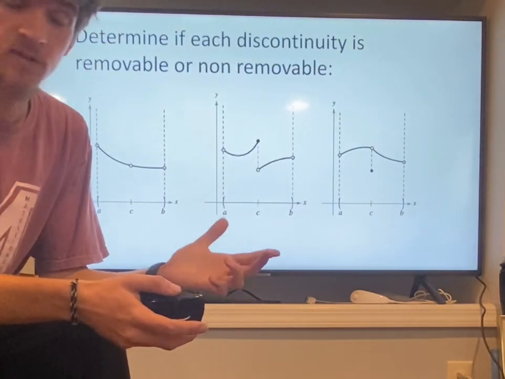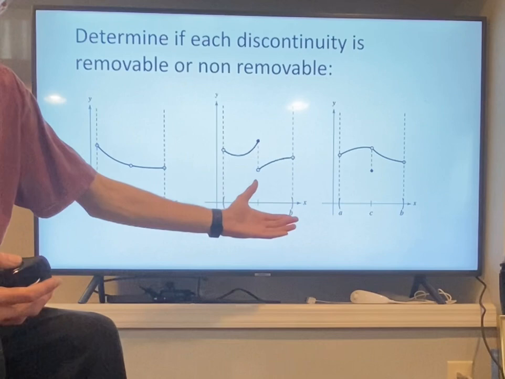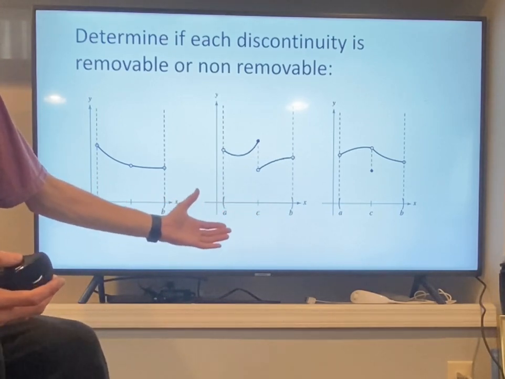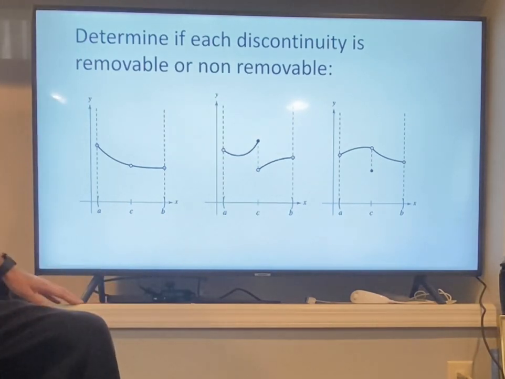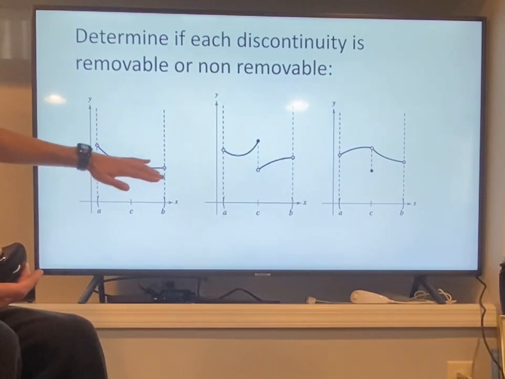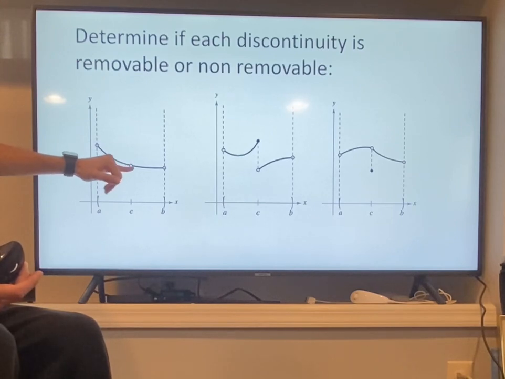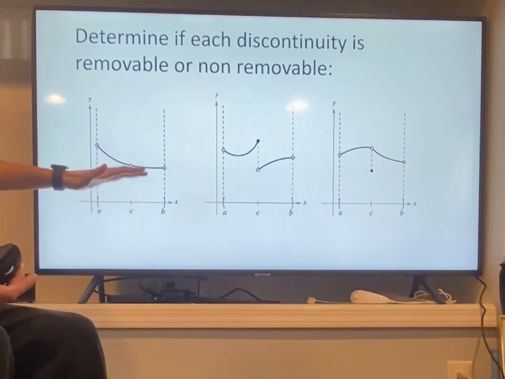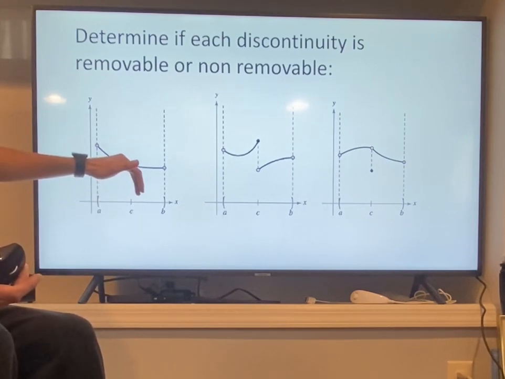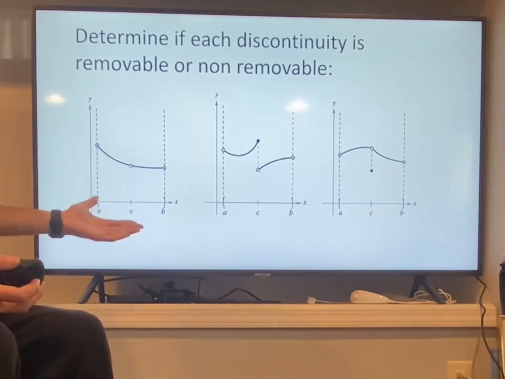So, we've got three cases of discontinuous functions right here, and we're going to determine if each function has a removable or non-removable discontinuity. Looking at our first example here, we can see that visually f of x appears continuous. However, there's a hole in the graph at the point c. So if we define this point at c, then f of x will be continuous over this open interval, making this a removable discontinuity.